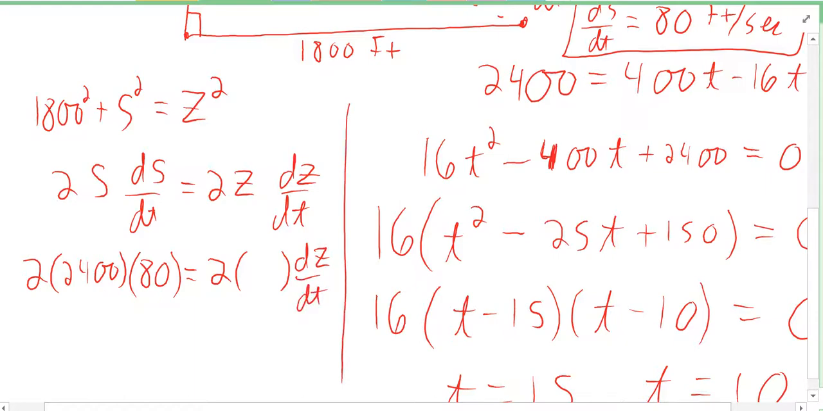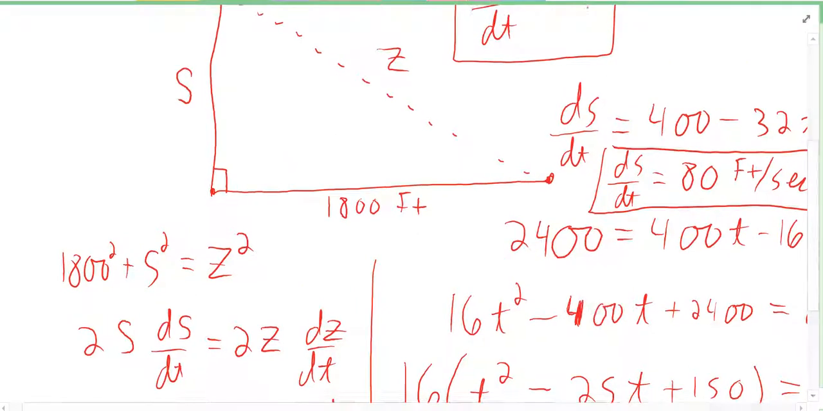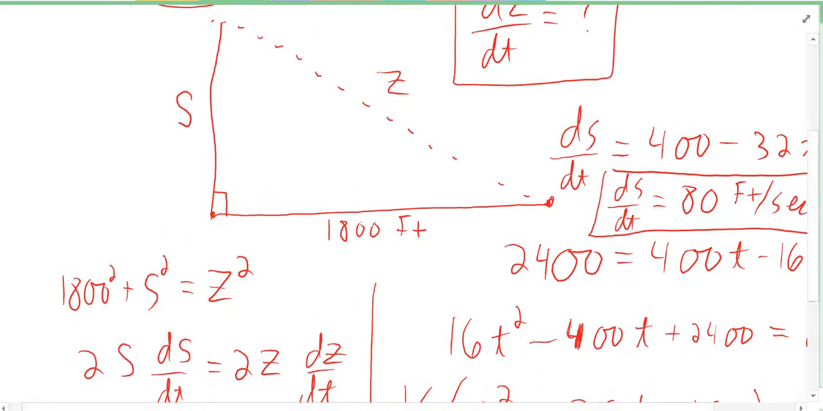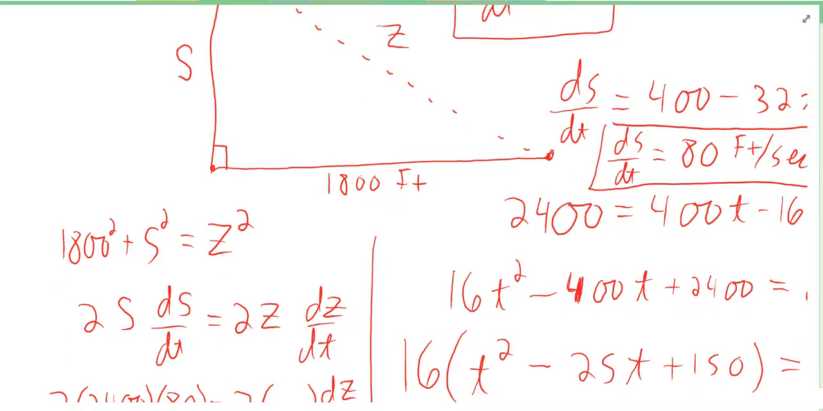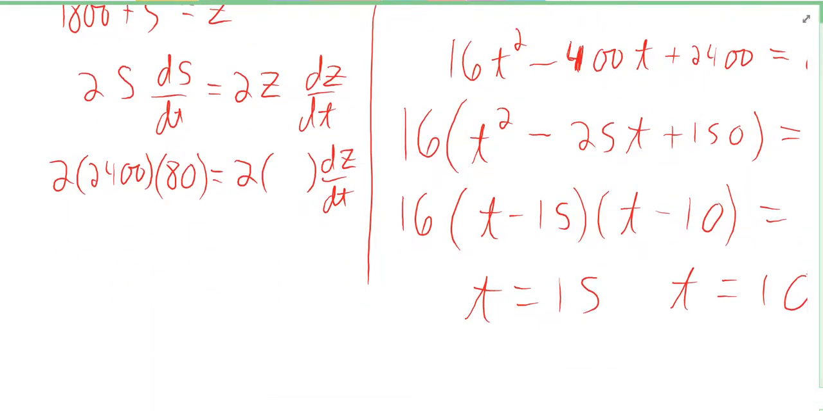So to find z, we had to go back up to our picture and our initial equation here. If the base is 1,800 and s is 2,400, then z has to be 3,000, right? That's a 3, 4, 5 triangle. Okay, so this has to be 3,000. That's just by Pythagorean theorem. You can solve that out if you didn't know that. And then we got to put all this together. There's a lot going on here.